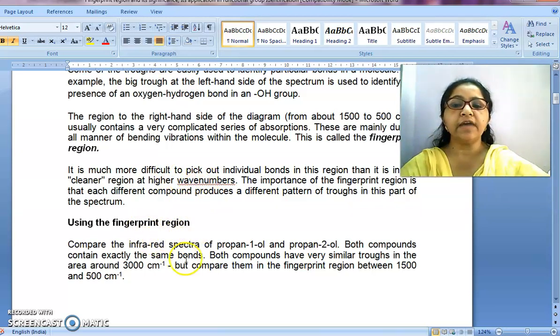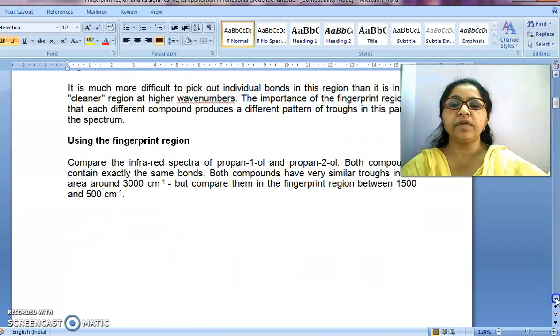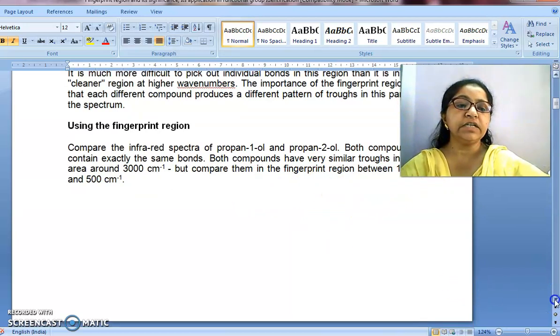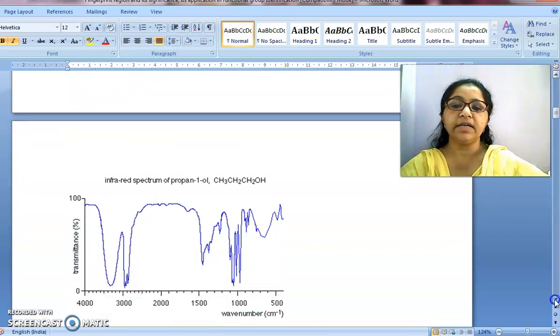Using the fingerprint region, what are the things we can get from it? Now we have to take two similar compounds, propanol 1 and propanol 2. Both the compounds contain exactly the same bonds. Both compounds have similar troughs in the area around 3000 centimeter inverse, but compare them in the fingerprint region, 1500 to 500 centimeter inverse. There you will find that there is a complete difference.